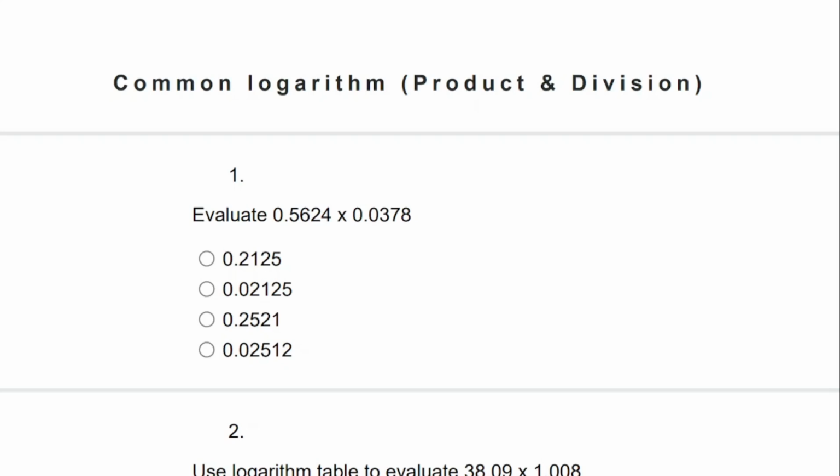In this class, we want to look at corrections to common logarithm, that is, logarithm using tables. We want to look at products and division, the solutions to the quiz given to us. The first thing is we're going to draw a table, put the number here, then we put the log.